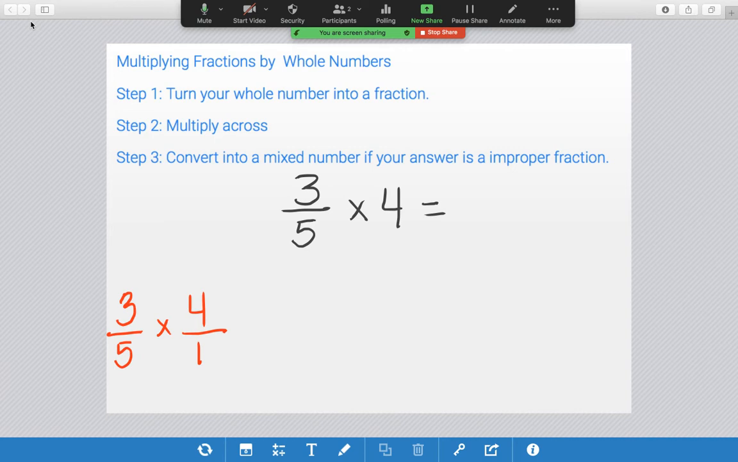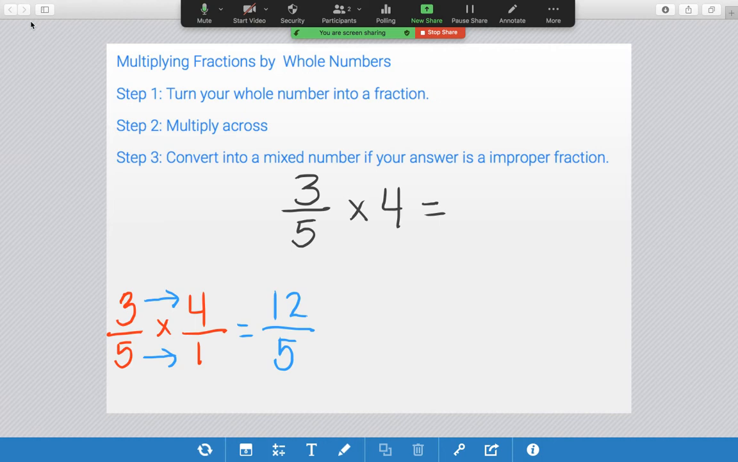Step 2 is then to multiply across. So what I'm going to do is multiply 3 times 4 and then 5 times 1. So 3 times 4 is 12, so 12 is my numerator. 5 times 1 is 5. So my answer is 12/5.